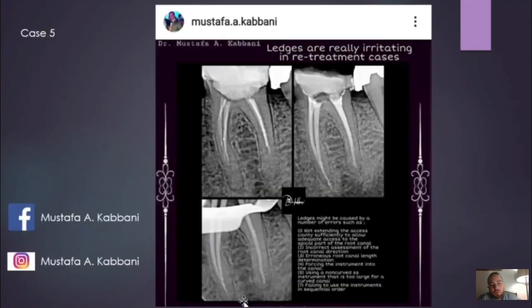So let's go now to case number 5. In case number 5, we can see that the dentist who performed this root canal treatment was not able to reach the full working length because of ledges that I was able to bypass, and this is my final obturation.